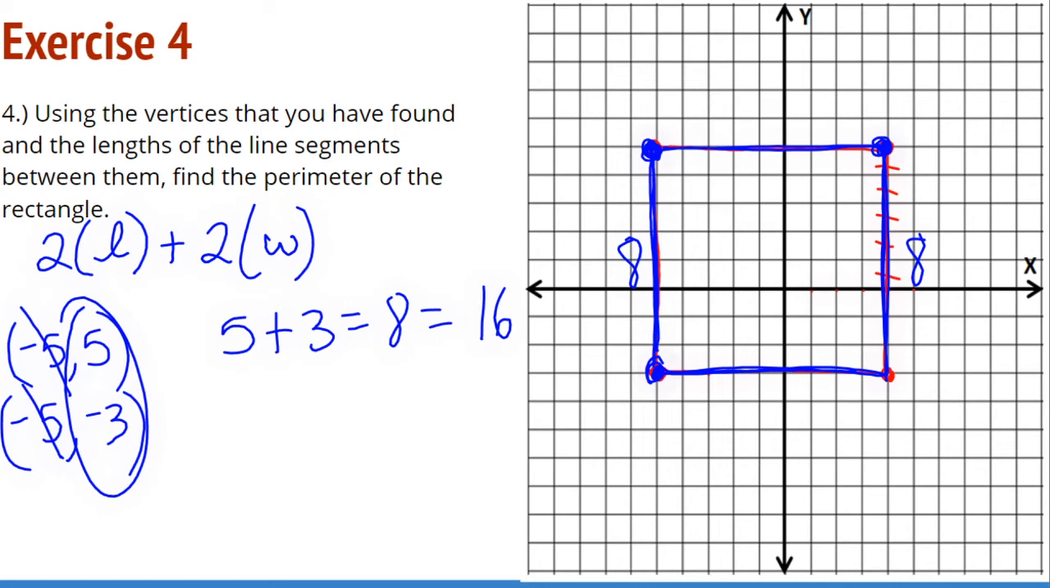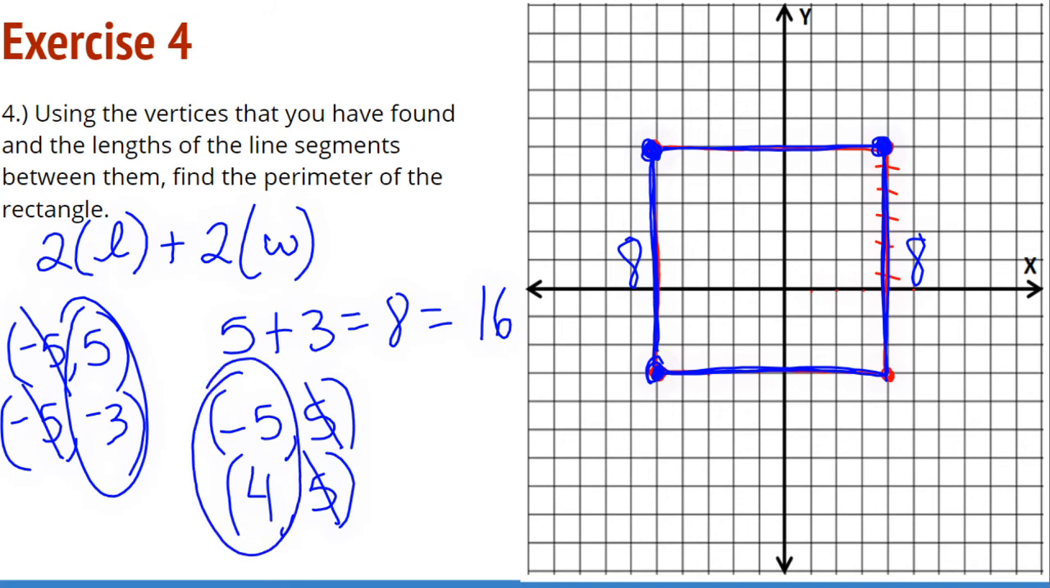I can do the same thing here, and by the way, this ties in with that question about the relationship of those consecutive sides. I had -5 and 5, and I had 4 and 5. So now I have -5 and 5. That's a horizontal line that is being connected. I can use the absolute values here to find the distance, 5 plus 4, which is 9, and I can double it to have 18. 9 and 9. If I add 16 and 18 together, I find out that I have a perimeter of 34 units.